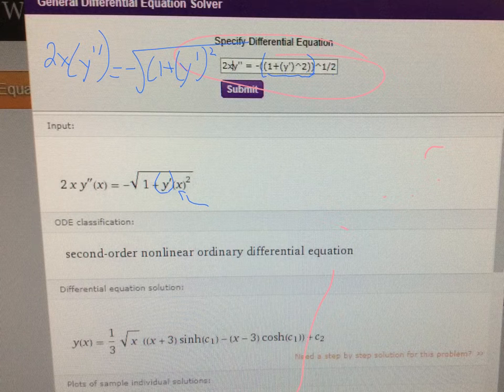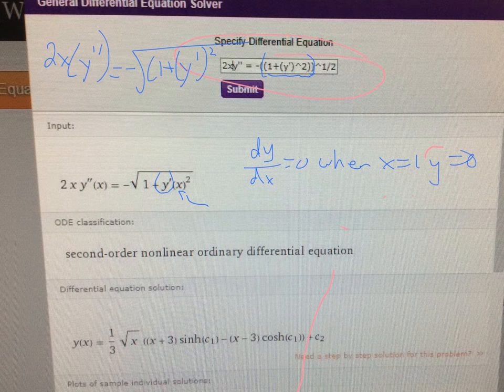And then the parameters that he's giving you in the assignment, which come from your assignment as well as the one that you found with the solutions. The parameters are that dy/dx equals 0 when x equals 1 and y equals 0, right? So dy/dx equals 0 when x equals 1 and y equals 0, okay?